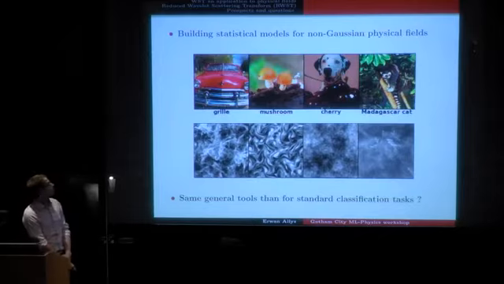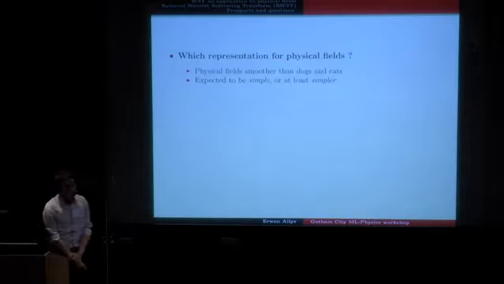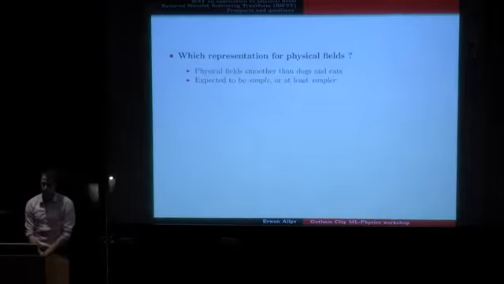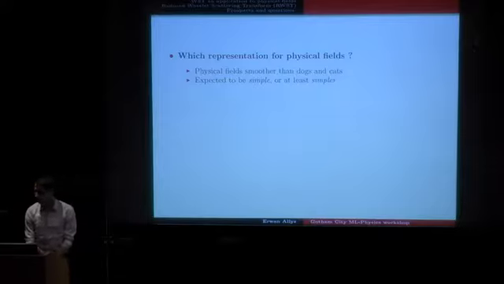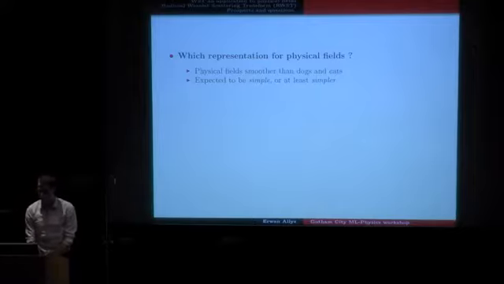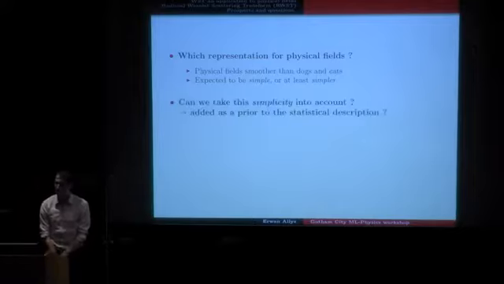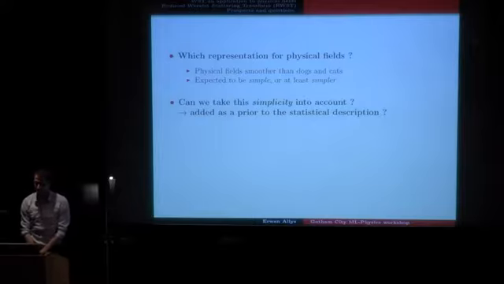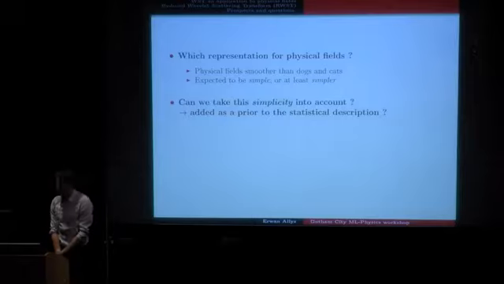And the question will be, which representation do we want to use for physical fields? These physical fields I showed you are smoother than dogs and cats, so we expect them to be simple, or at least simpler. So the question is, can we take this simplicity into account? And can we add this simplicity as a prior to the statistical description?